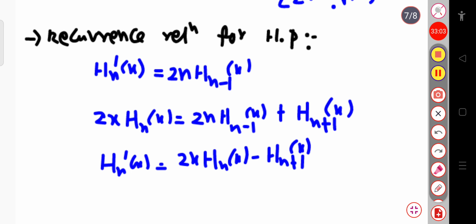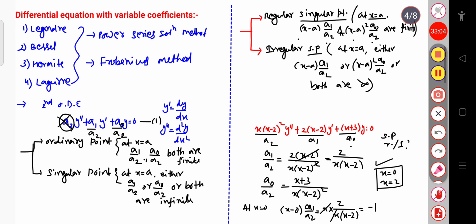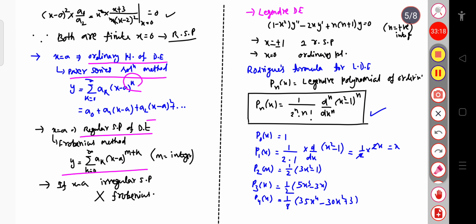So this is basically the differential equation types, that is we have discussed the ordinary point as well as the singular point and the type of the singular point, that is regular singular point and irregular singular point. And after that we have discussed the power series solution method as well as the Frobenius method. And after that we have discussed the Legendre differential equation and its Rodrigues formula.